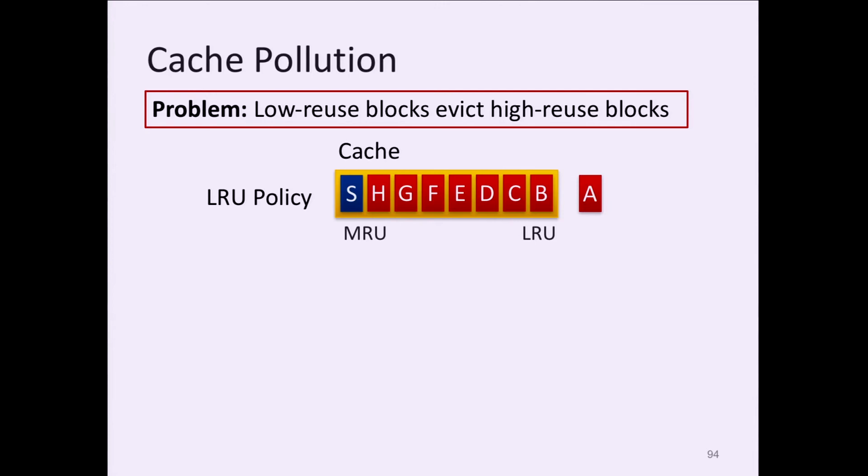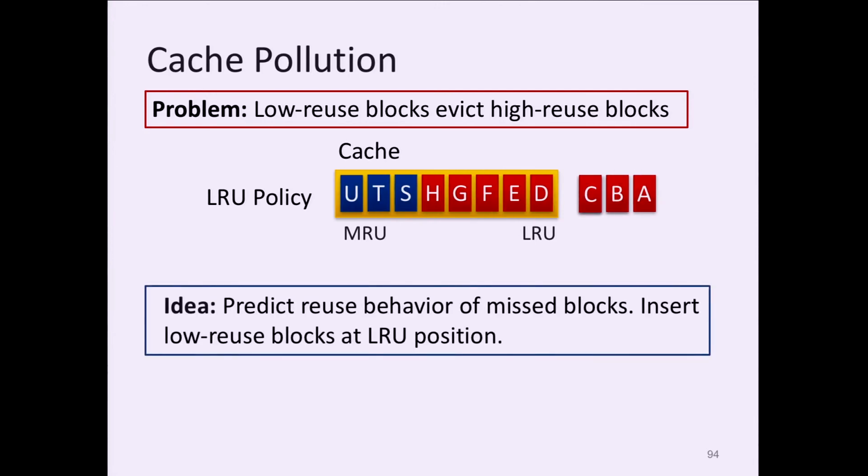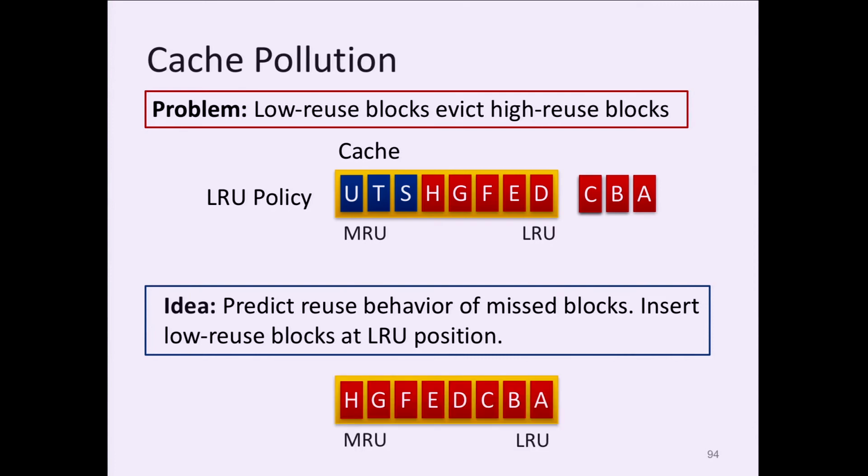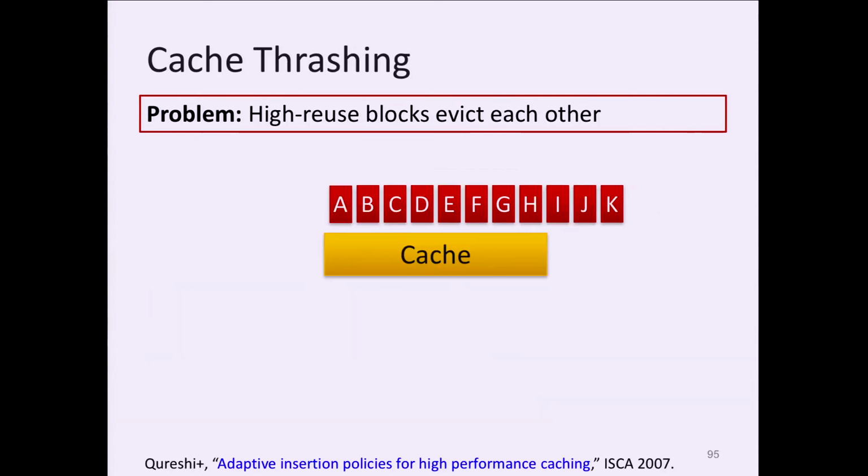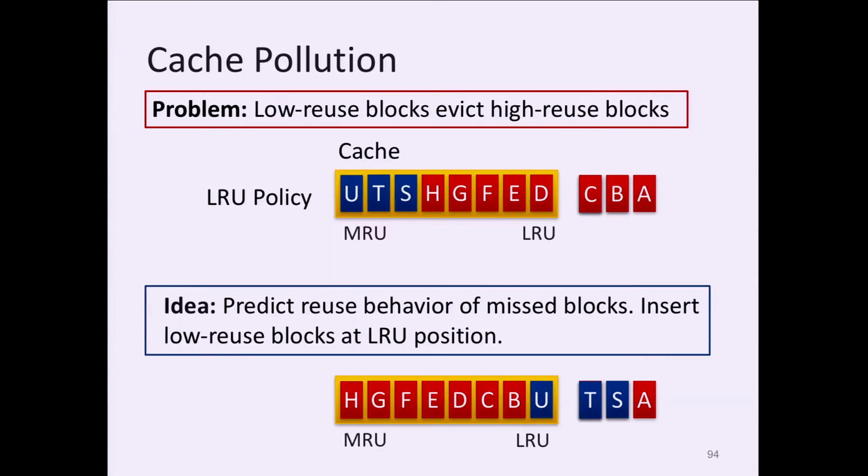So LRU policy, for example, inserts everything into the MRU, so it's causing cache pollution. So the idea is to predict the reuse behavior of the missed blocks and insert low reuse blocks at the LRU position and high reuse blocks at the MRU position. So if you can predict that behavior, that's good. Right? We're going to look at one way of approximating that. And as a result, you would get this. So basically, insert low reuse blocks only into the LRU position and high reuse blocks everywhere else.